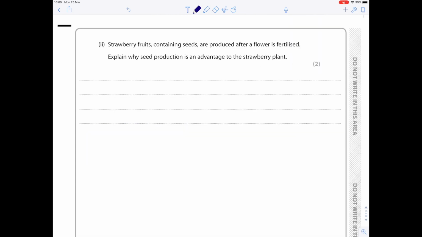Part 2. Strawberry fruits containing seeds are produced after a flower is fertilised. Explain why seed production is an advantage to the strawberry plant. So hopefully you know that in the production of seeds, sexual reproduction has taken place, meaning that 2 different strawberry plants have been used, and therefore there's genetic variation. We do not have clones here.